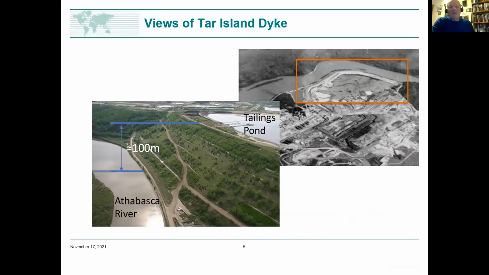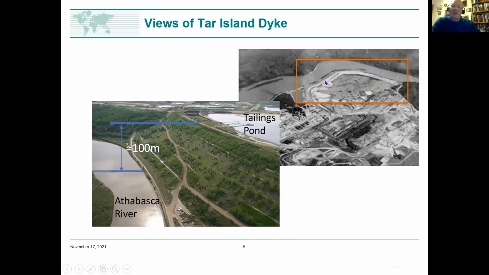In terms of where it is, and those of you in Alberta, I'm sure this is engraved in your hearts. This top right photo is from the day when they were starting. So this is, I guess, probably about 1973. And that's where the Tar Island dike is going to go up here. And this photo on the bottom left is the dike, I guess, 10 years ago, at which point we're up at about 100 meters and we're heading towards closing it out.